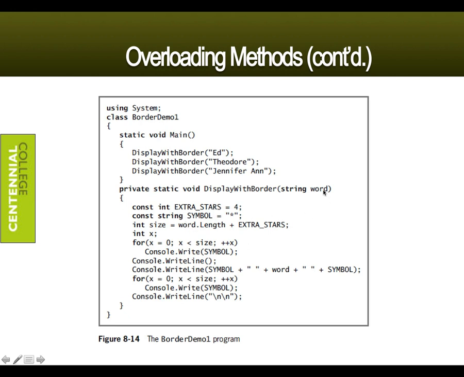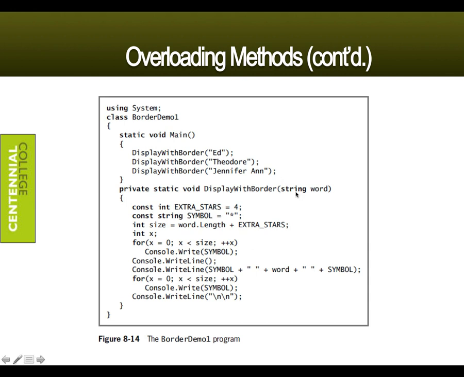So if my word here is Ed, the first one that's incoming, what would the string length be? 2, correct. But what would be my size variable? Well, that would be 6, because 2 plus 4 is 6. So 6 is in here, and this is what we're testing for inside our for loop. We know the length, so we know how many times we want to iterate.